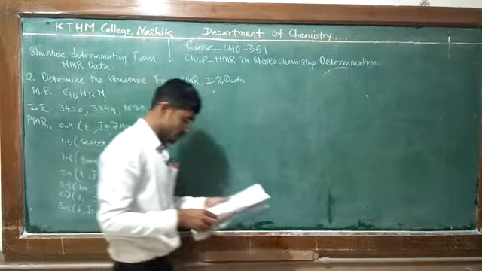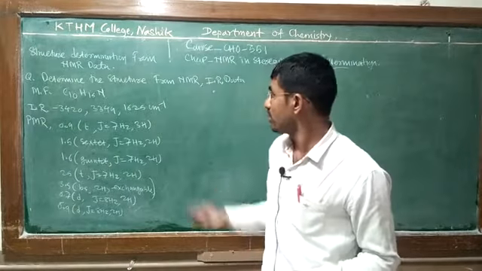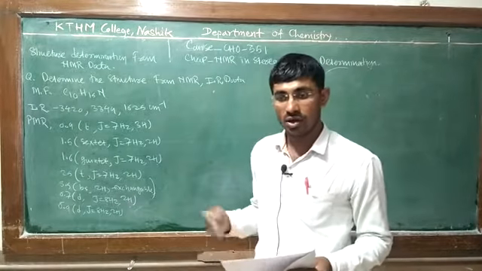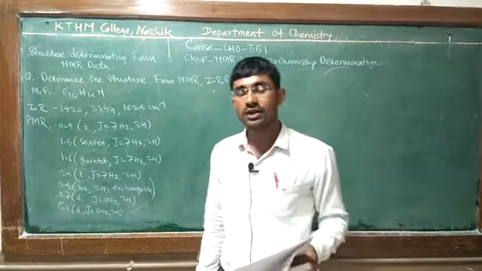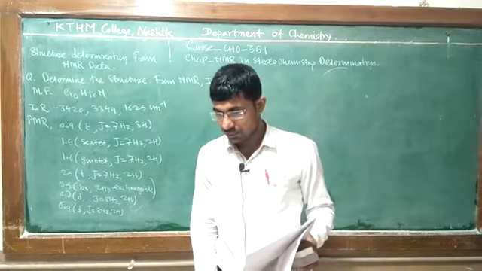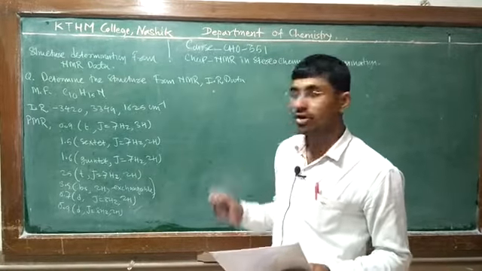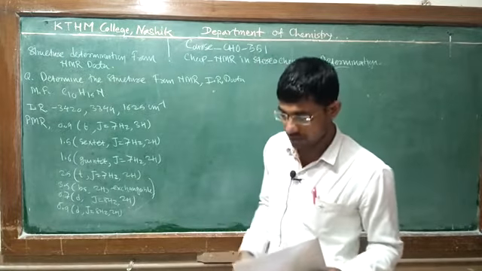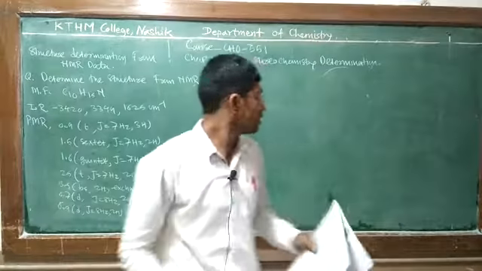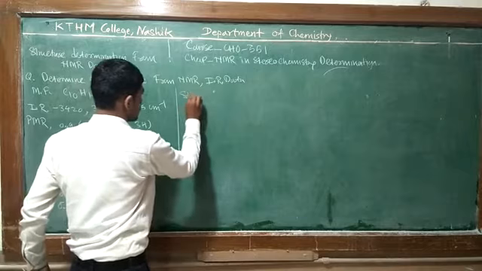So this information is given. From this information, we have to determine the structure of the organic compound. Here, firstly, we are going to find the sites of unsaturation. You know what the site of unsaturation is. So firstly, we find out the sites of unsaturation.